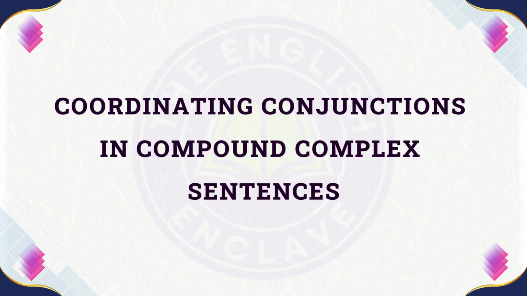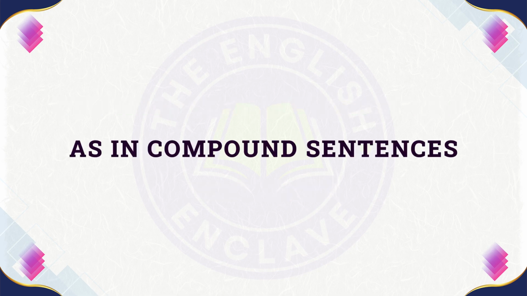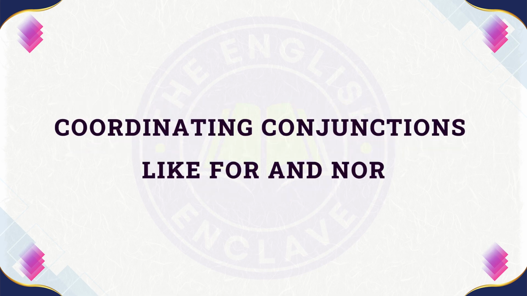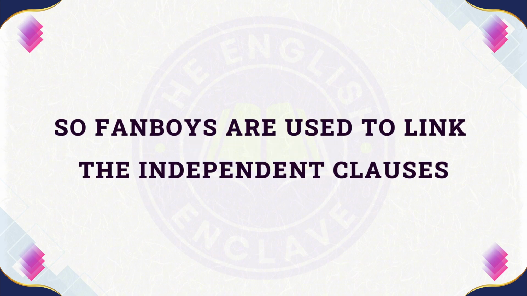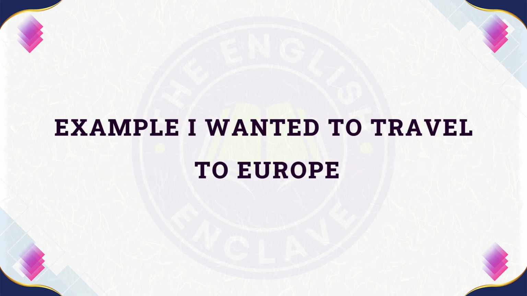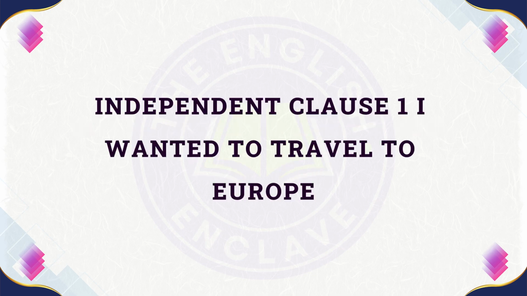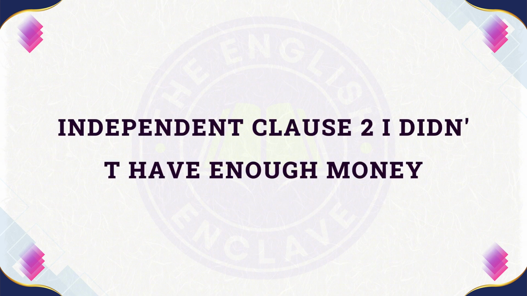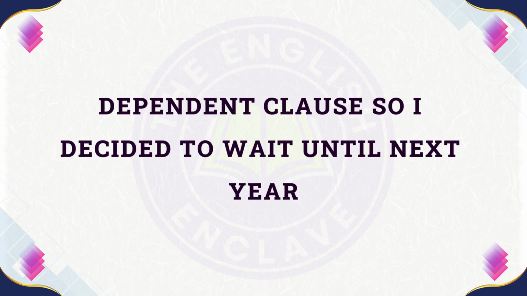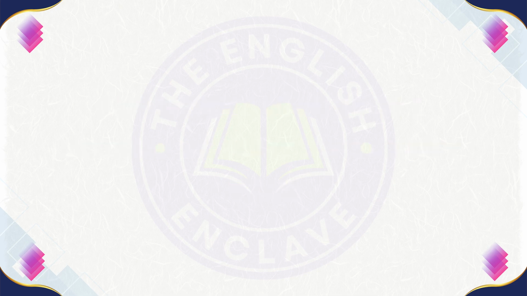Coordinating conjunctions in compound complex sentences: as in compound sentences, coordinating conjunctions like for, and, nor, but, or, yet, so, FANBOYS, are used to link the independent clauses. Example: I wanted to travel to Europe, but I didn't have enough money, so I decided to wait until next year. Independent clause 1: I wanted to travel to Europe. Independent clause 2: I didn't have enough money. Dependent clause: so I decided to wait until next year.